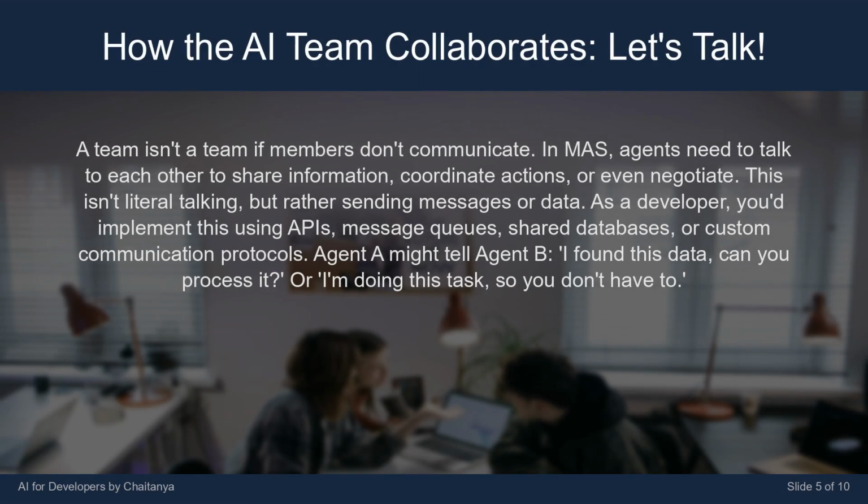A team isn't a team if members don't communicate. In MAS, agents need to talk to each other to share information, coordinate actions, or even negotiate. This isn't literal talking, but rather sending messages or data. As a developer, you'd implement this using APIs, message queues, shared databases, or custom communication protocols. Agent A might tell Agent B, "I found this data, can you process it?" Or, "I'm doing this task," so you don't have to.